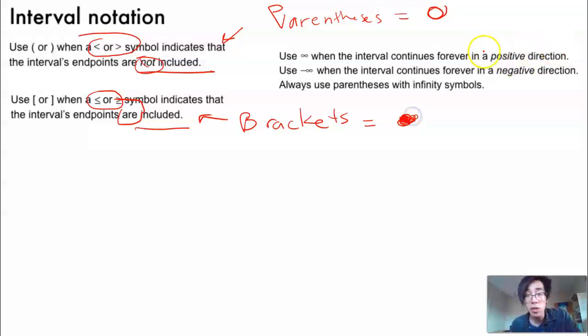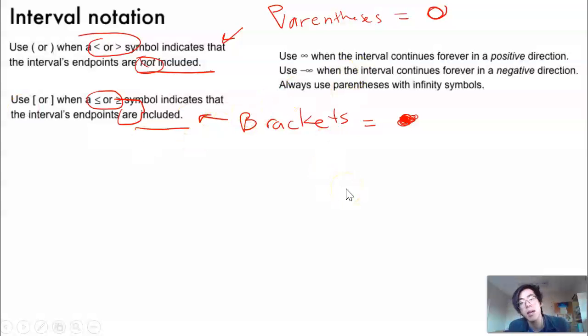So we're also going to use the symbols for infinity here. Use positive infinity when the interval continues forever in the positive direction, and use negative infinity when the interval continues forever in the negative direction. We're going to stick to parentheses with infinity symbols because, right, they go on forever and there's no defined spot like a bracket.